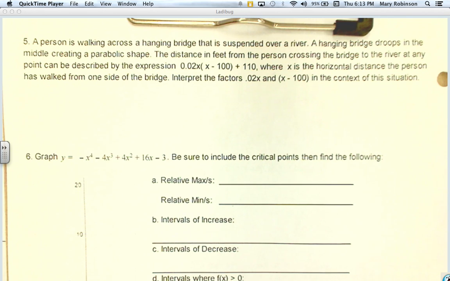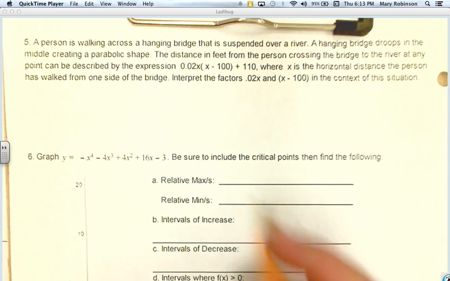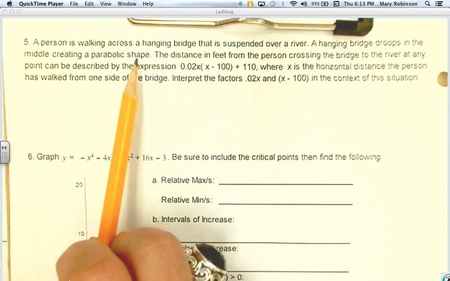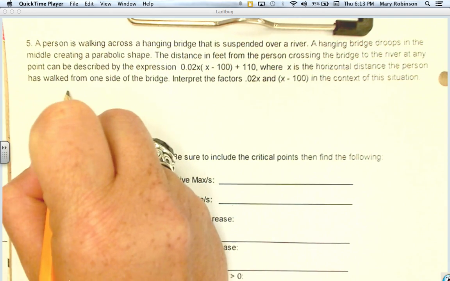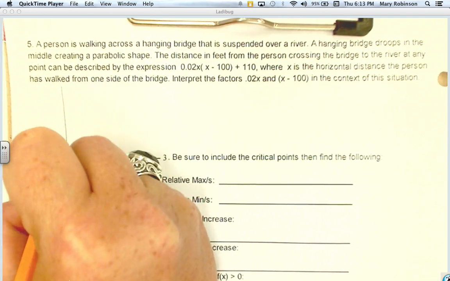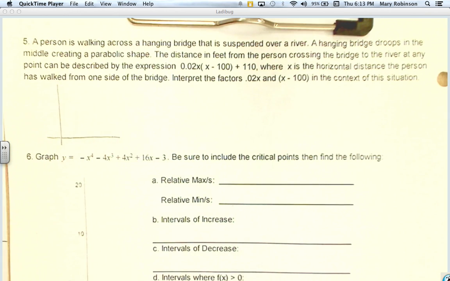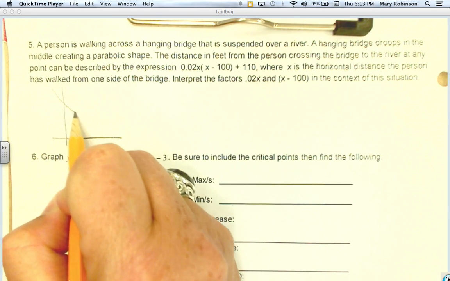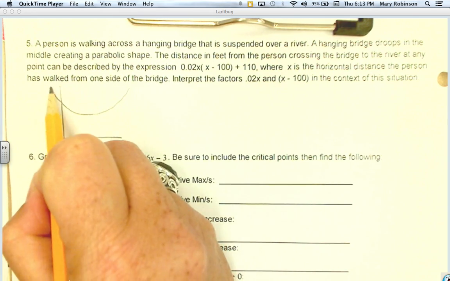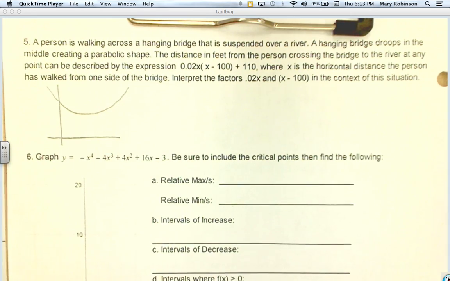Hey guys, picking up where we left off, this is number 5 on test number 1, test review. It says, a person is walking across a hanging bridge suspended over a river. So pretty much for all application problems, guys, quadrant 1 is the most important quadrant, okay? It says a hanging bridge droops in the middle, creating a parabolic shape. So let's say we got a bridge that we're going to walk across that looks like a parabola.